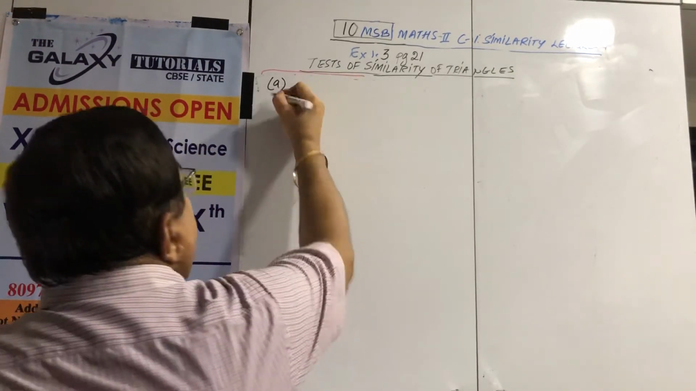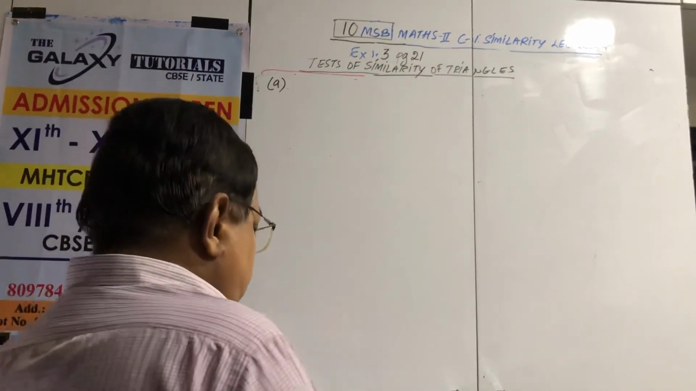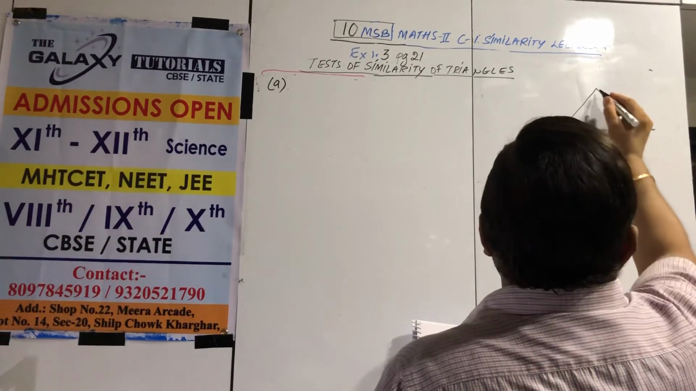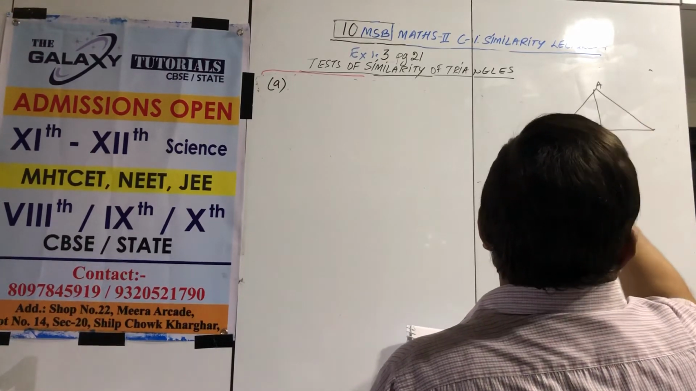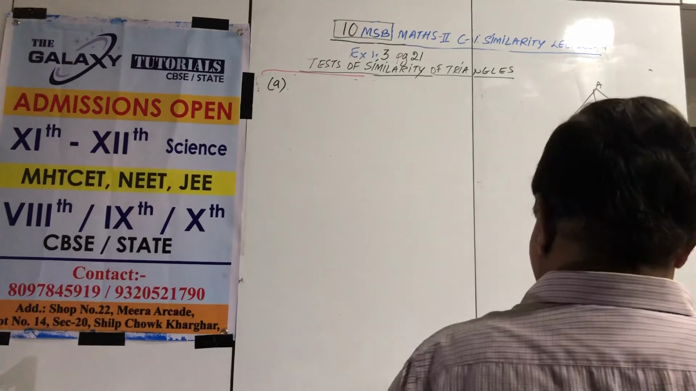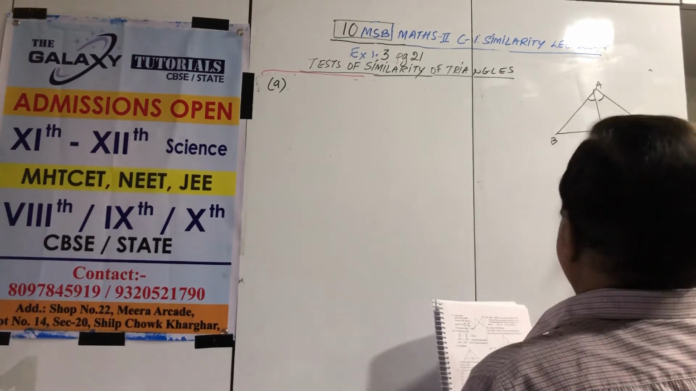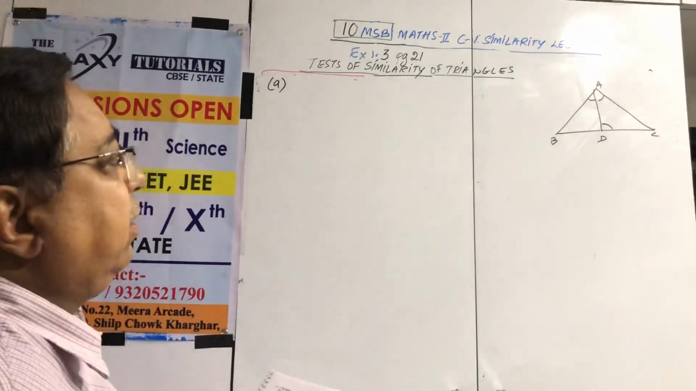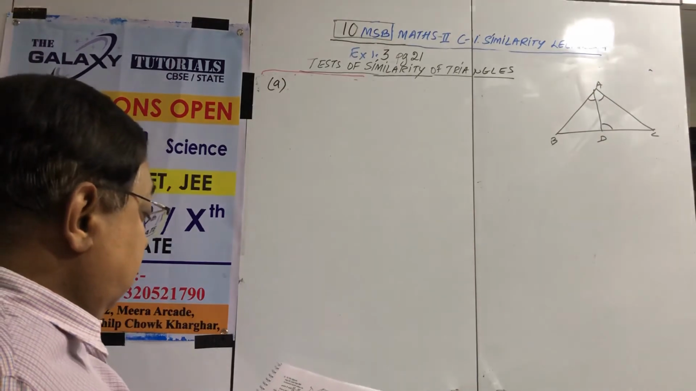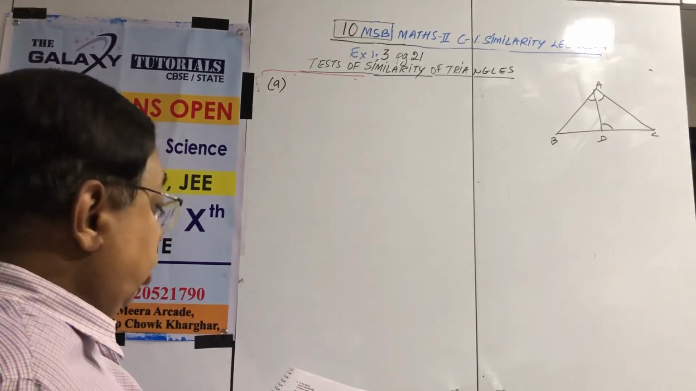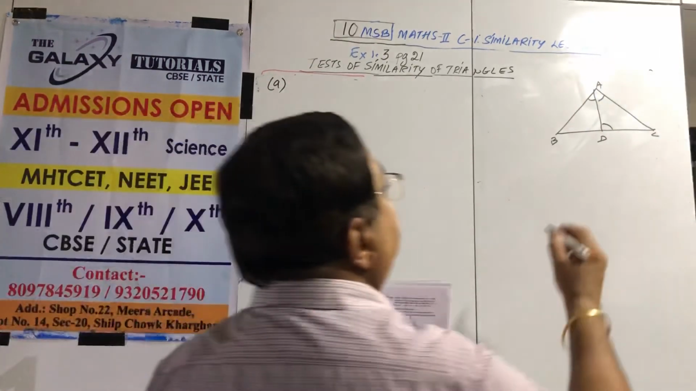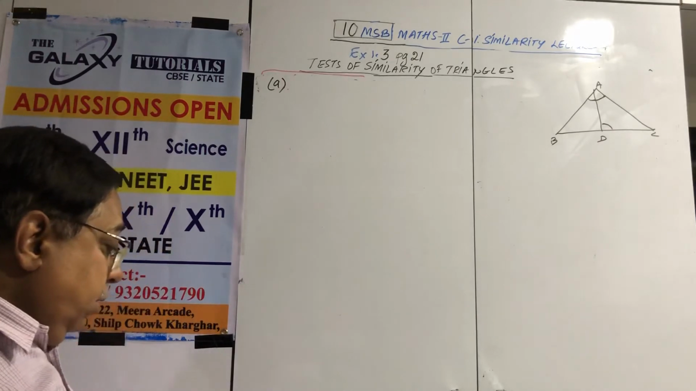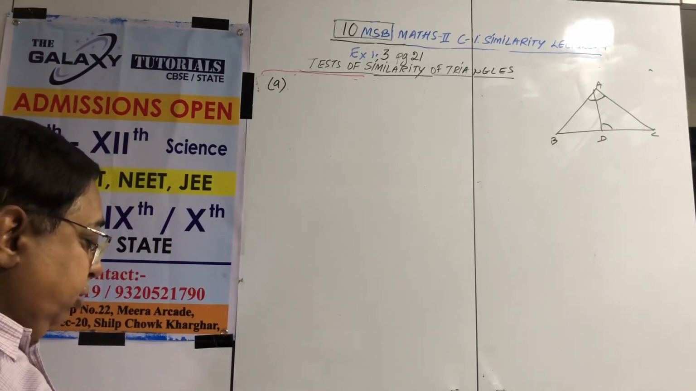Sum number 9 of the textbook. In the figure given, I have a figure like this: A, B, C, and a D. In triangle ABC, point D is on side BC such that angle BAC is equal to angle ADC. So this is given, and we have to prove CA square is equal to CB into CD.